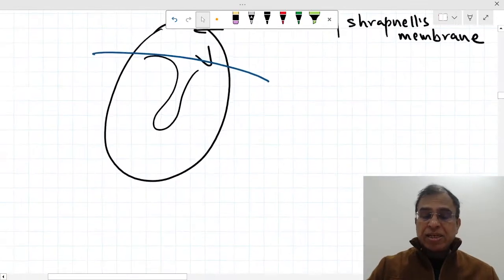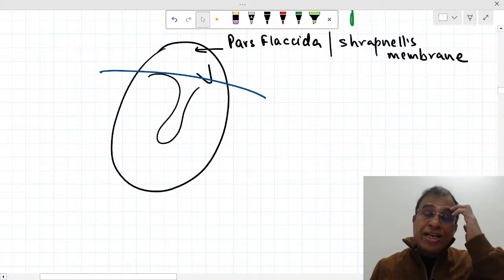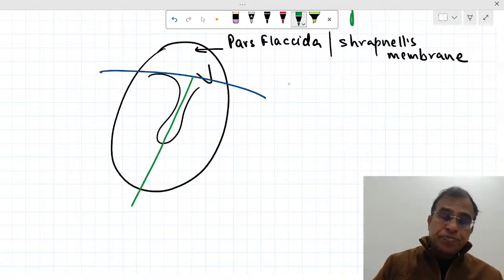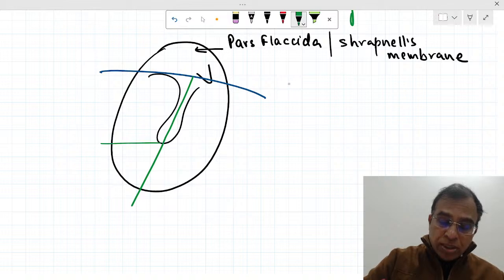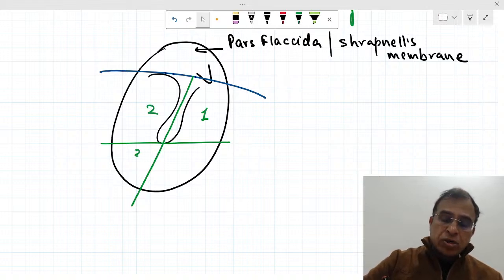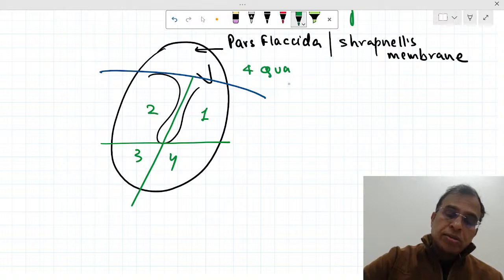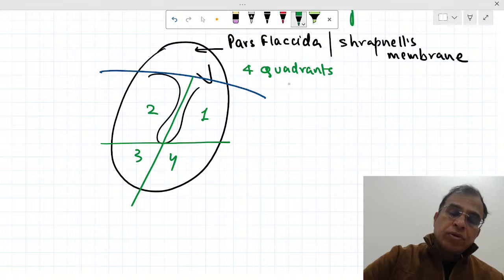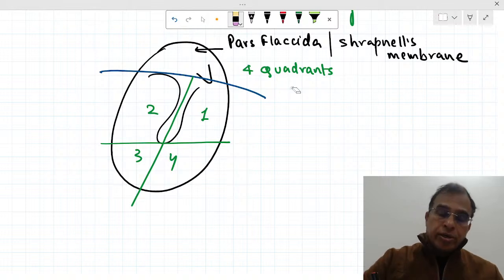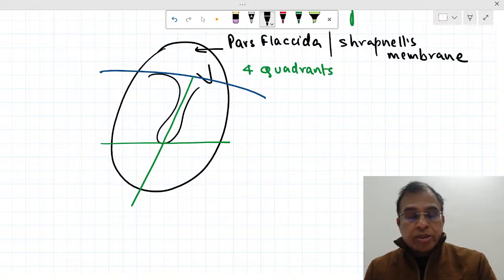How do I divide pars tensa into four parts? By drawing a cross with the center of the cross at the umbo. Meaning, I draw a nearly vertical line passing through the umbo and a line almost at right angles to this. See, this cross-like thing has divided the pars tensa into four parts. These four parts are called four quadrants. Quadrant comes from the word quarter. One-fourth is called a quarter, and from there you get the word quadrant. Okay, so the tympanic membrane pars tensa has four quadrants.